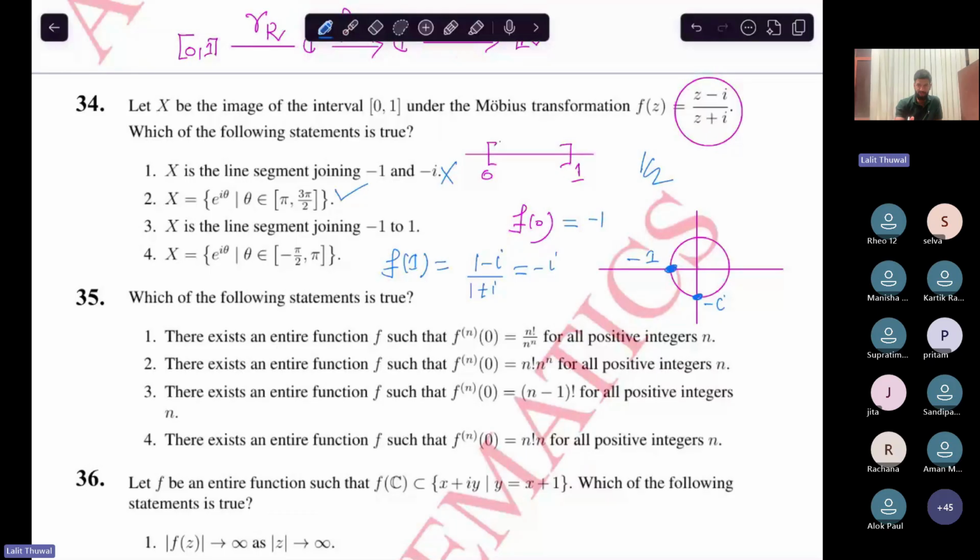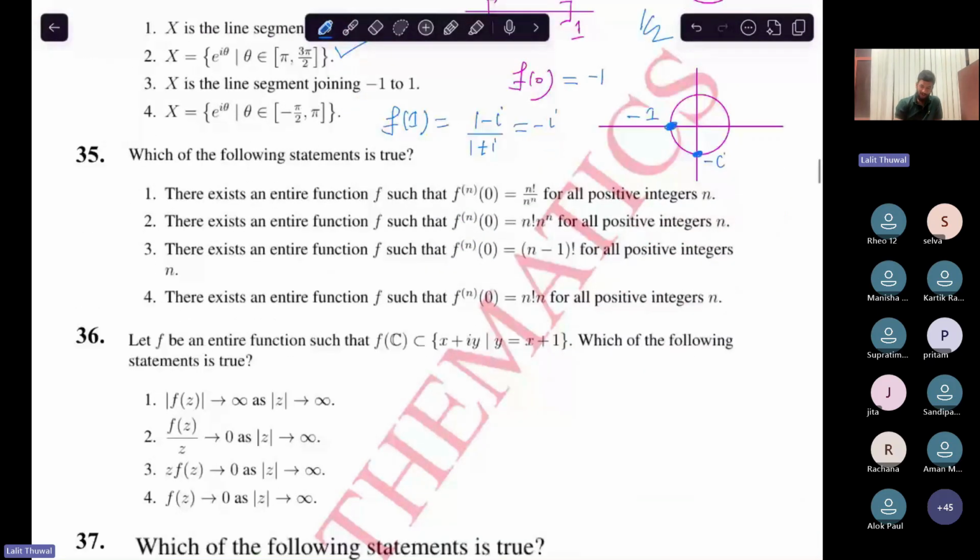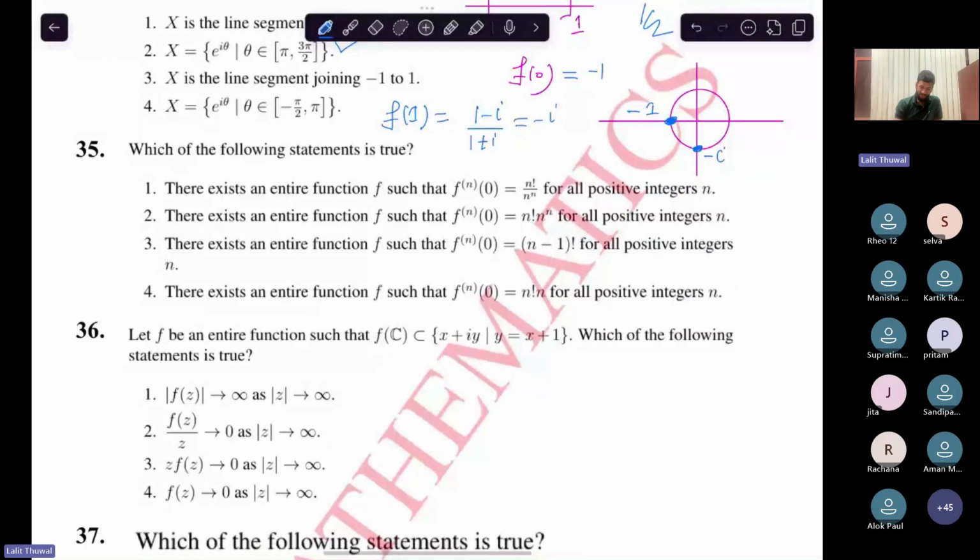Which of the following statements are true? It's true. Okay, so how many of you appeared for this exam? Could you please raise your hand? So I get to know how many of you have seen this, and you solved the questions or not.